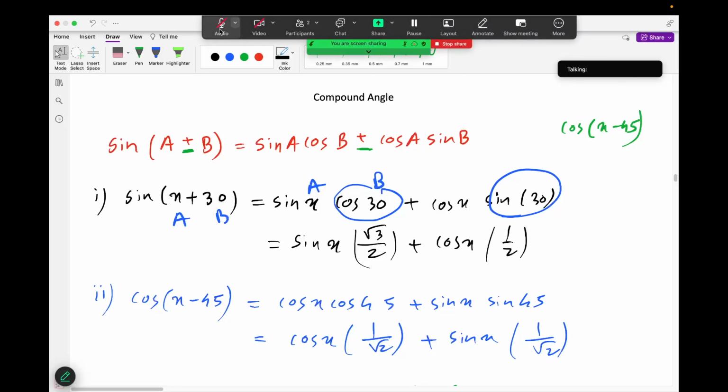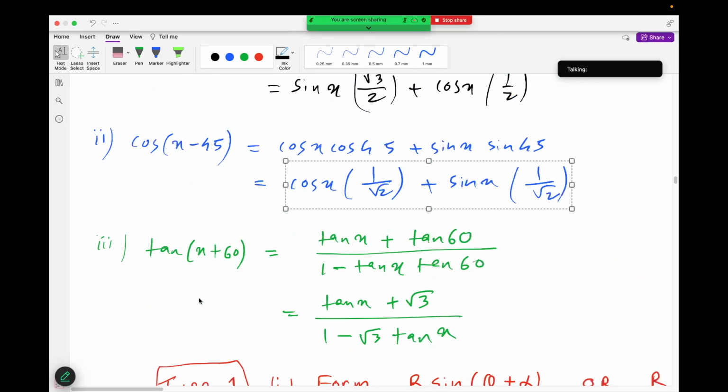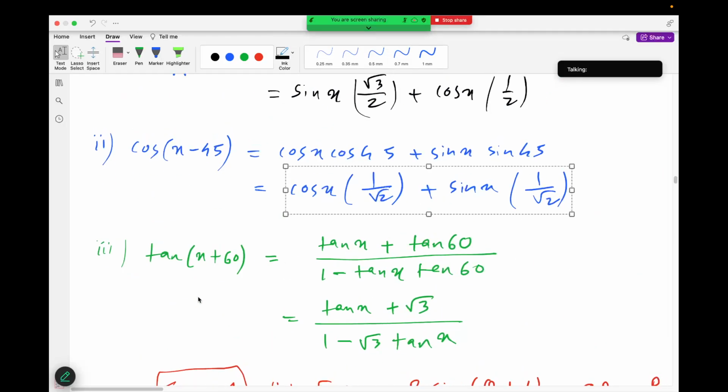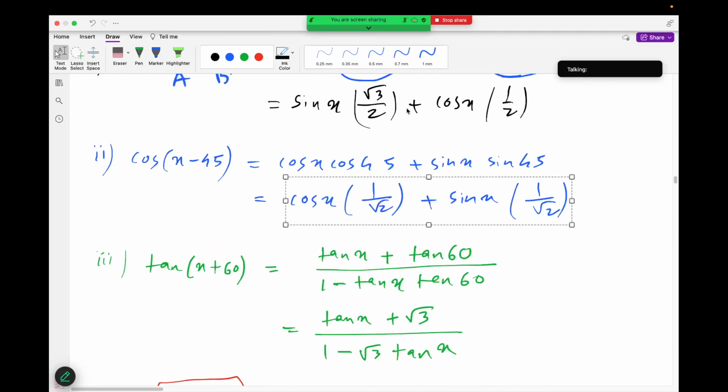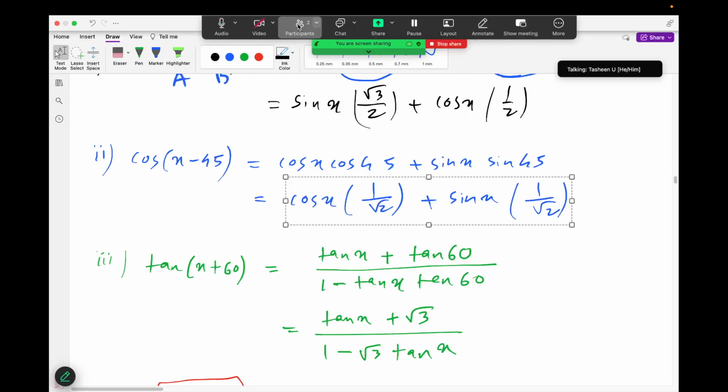So you get this final answer. Yes. Now next question. Did you get this final answer? And I got the denominator wrong.